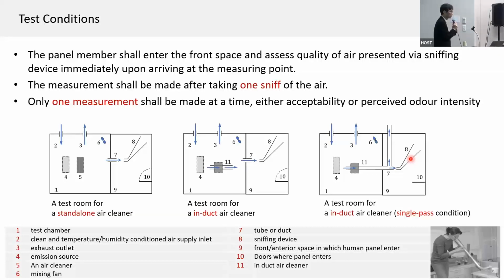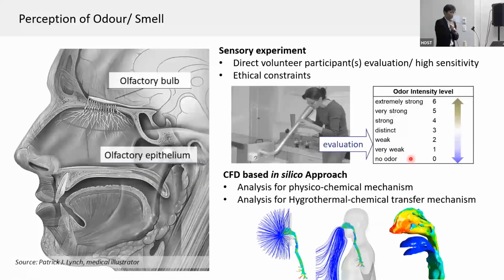And my question is, is one sniff enough for evaluating this index? I would like to skip the detail of the explanation of the olfactory perception, but in my understanding, in order to precisely evaluate the olfactory sensation, we need to conduct a sensory experiment using volunteer subjects. This is, I believe, the only way to evaluate sensory output. But we have an alternative method to provide supplementary or supporting information for this subjective evaluation. And then I would like to show some results.